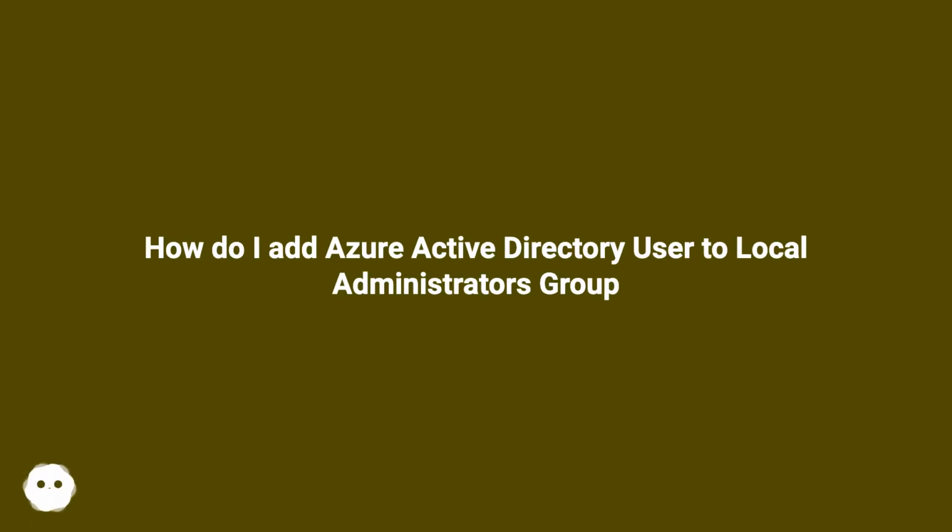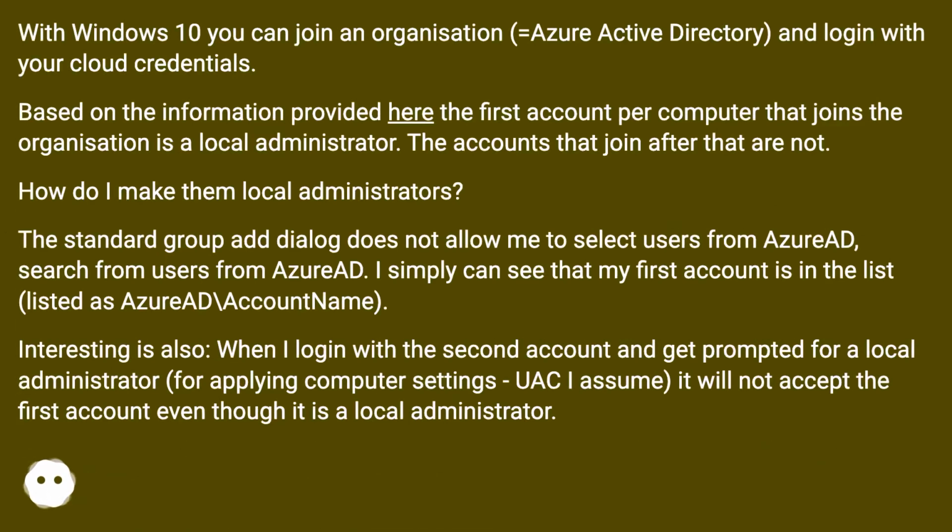How do I add an Azure Active Directory user to the local administrators group? With Windows 10 you can join an organization, which is equal to Azure Active Directory, and log in with your cloud credentials. Based on the information provided here, the first account per computer that joins the organization is a local administrator. The accounts that join after that are not. How do I make them local administrators?